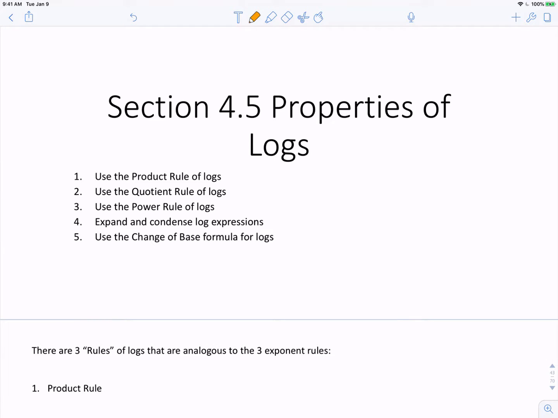Section 4.5, Properties of Logs. In this section, we'll use the product, quotient, and power rules of logs. We'll expand and condense log expressions, and we'll use the change of base formula for logs.